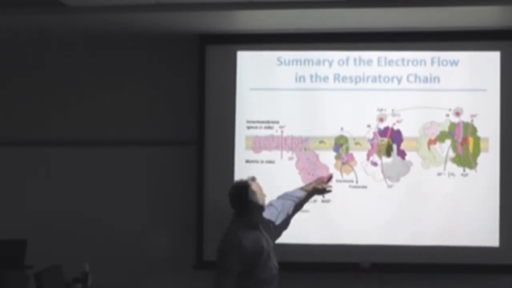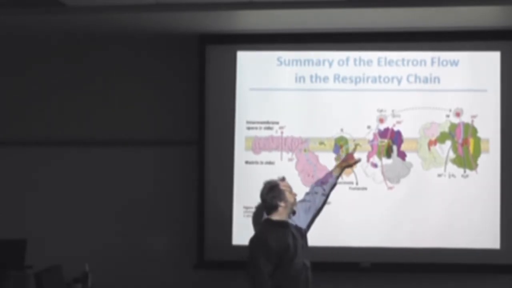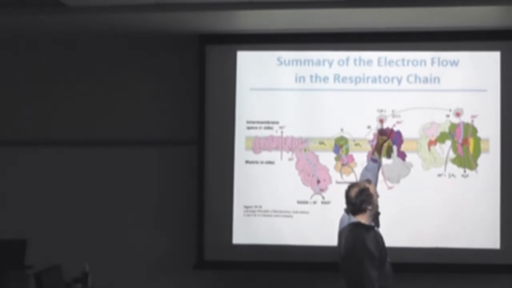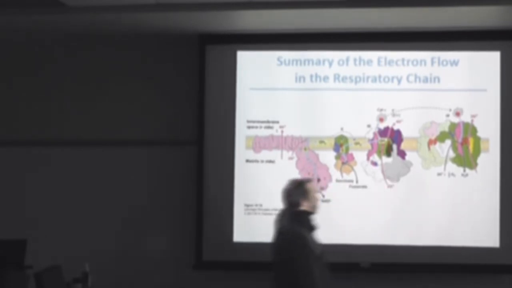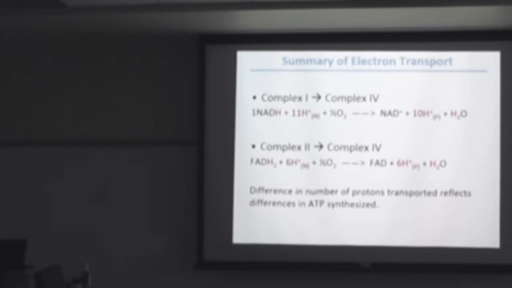Whereas complex 2 will take electrons from succinate in the form of FADH2 and reduce ubiquinone to ubiquinol, which will then do the same thing, go to complex 3, reduce 2 cytochrome Cs, which ultimately, the 2 together will form 2 water molecules, and we get all those protons pumped across. Now again, I'm not going to make you count protons, but just understand how we get that gradient and what that gradient means. But this is the overall summary.